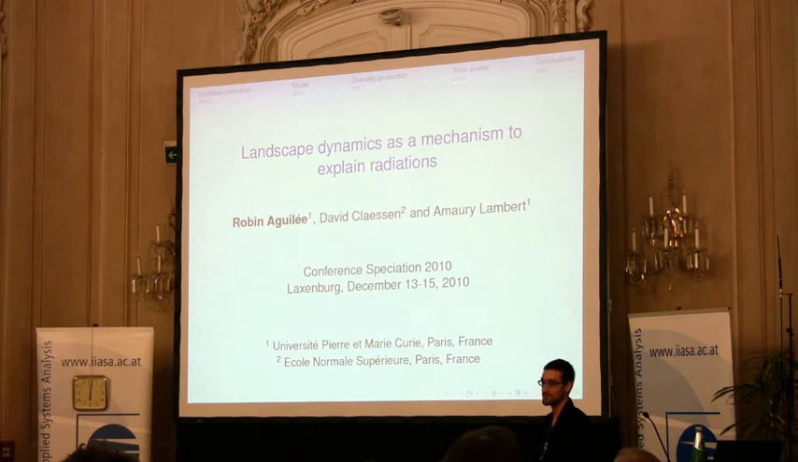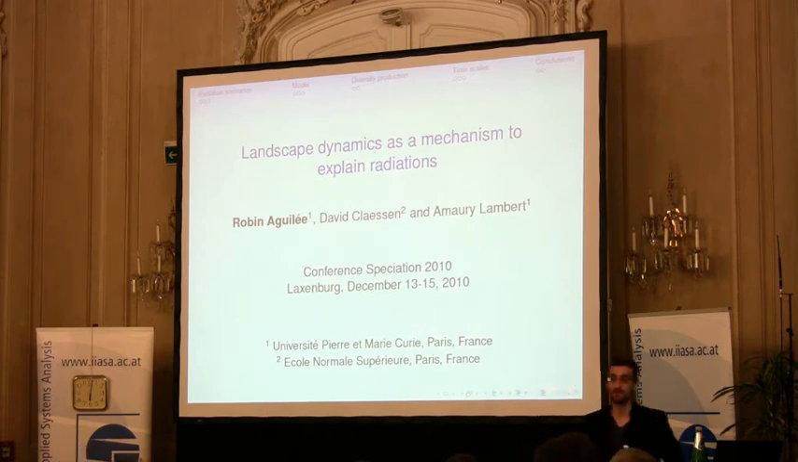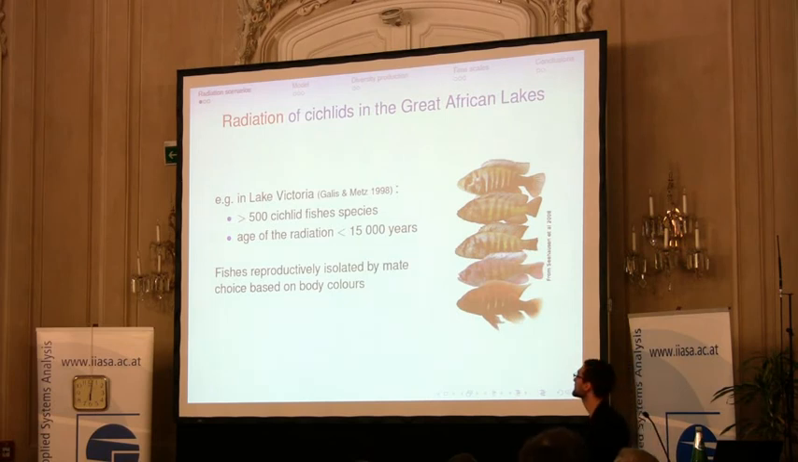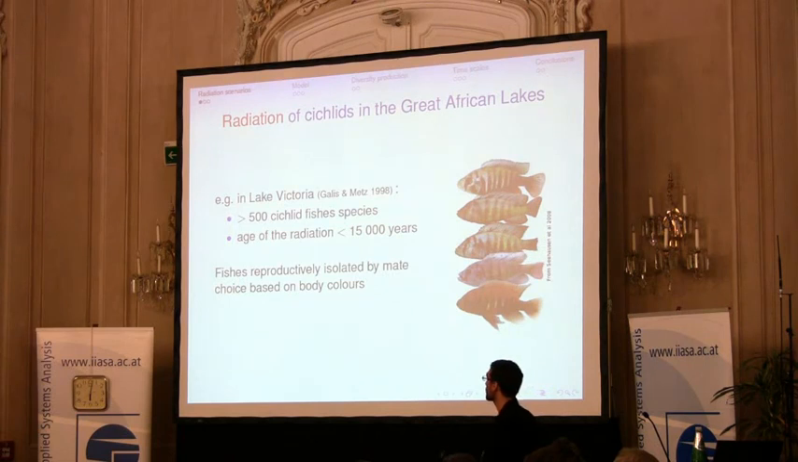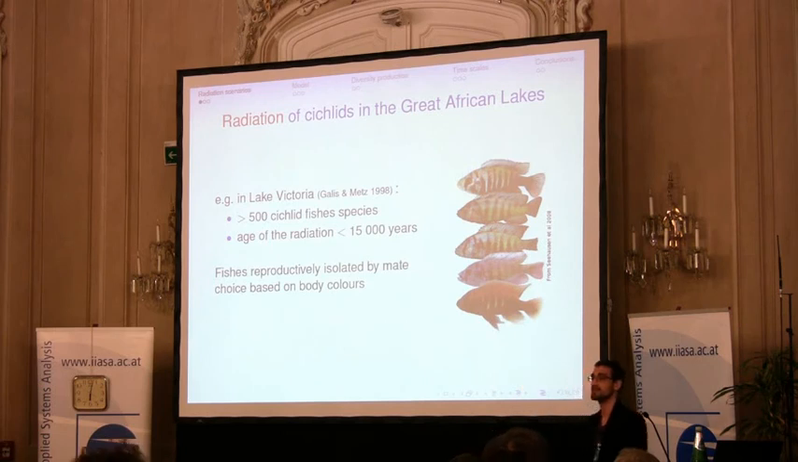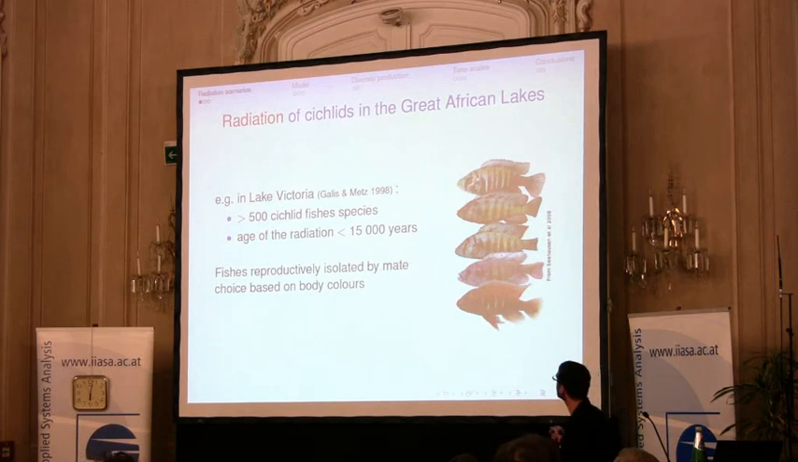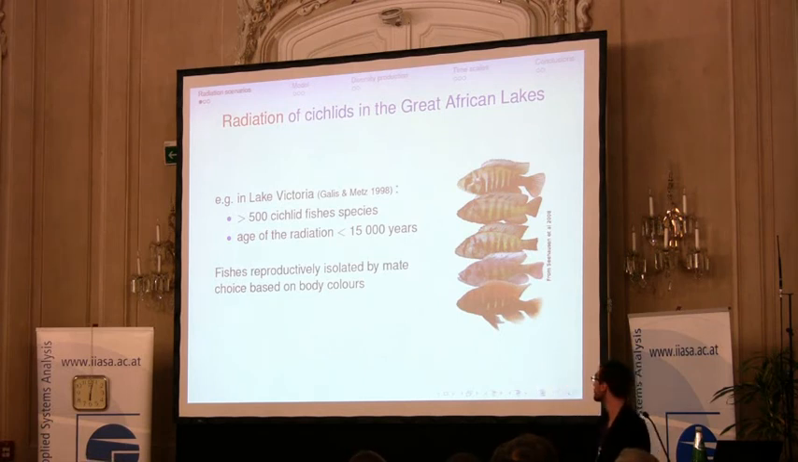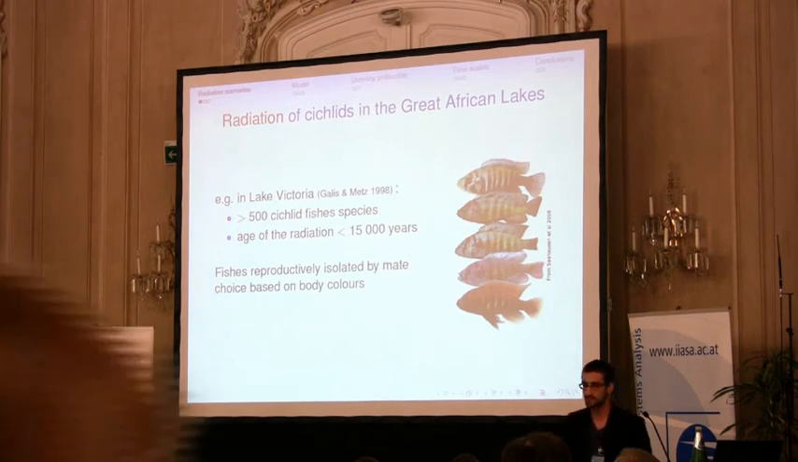Okay, thank you. So I'm sure everybody knows the radiation of cichlids in this audience. It's one of the most impressive radiations, with, for example, more than 500 cichlid species in Lake Victoria, and we think that these species appeared in less than 15,000 years. And these species are reproductively isolated by mate choice, and assortative mating is based on the colors of individuals.